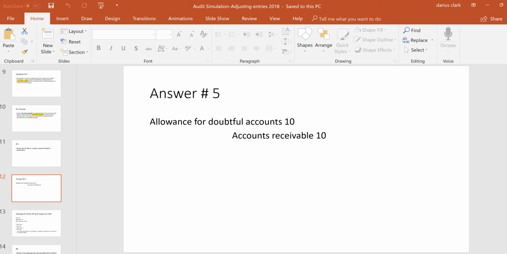Notice you will not touch the income statement, though. Don't debit bad debt expense there. Why not?